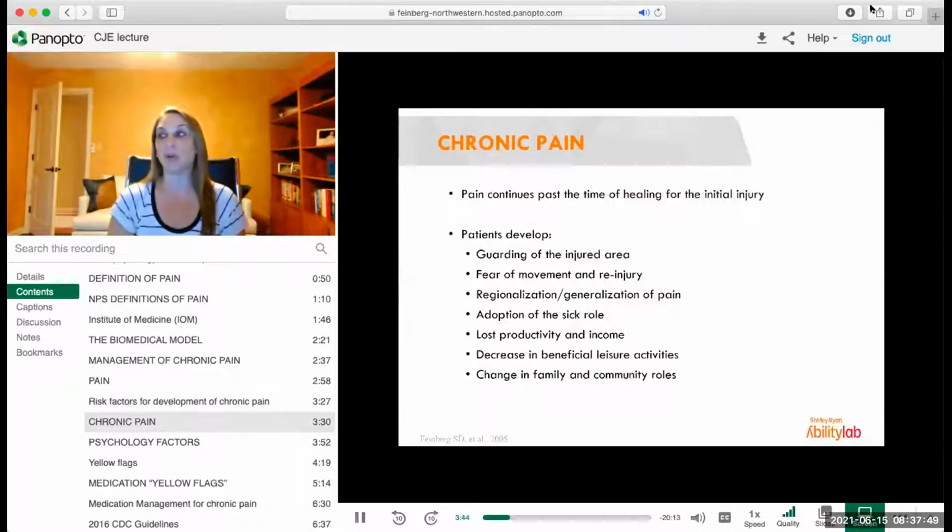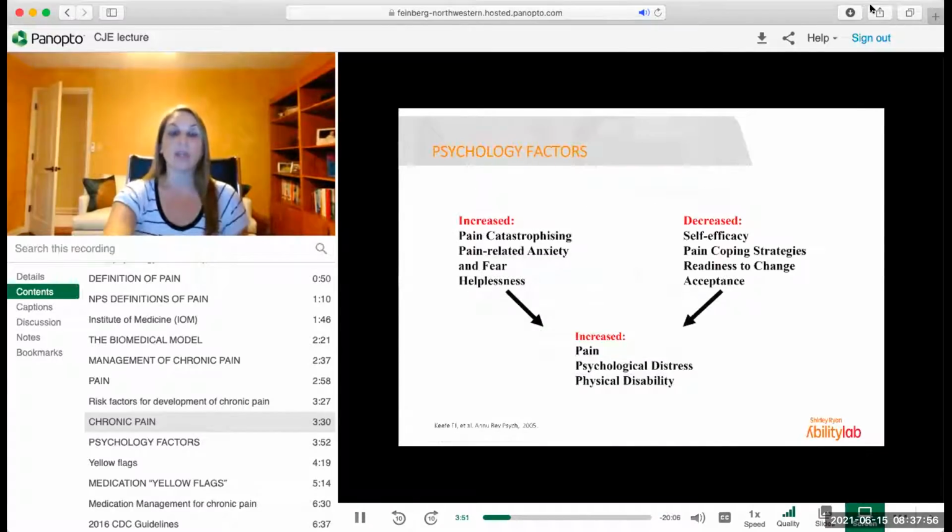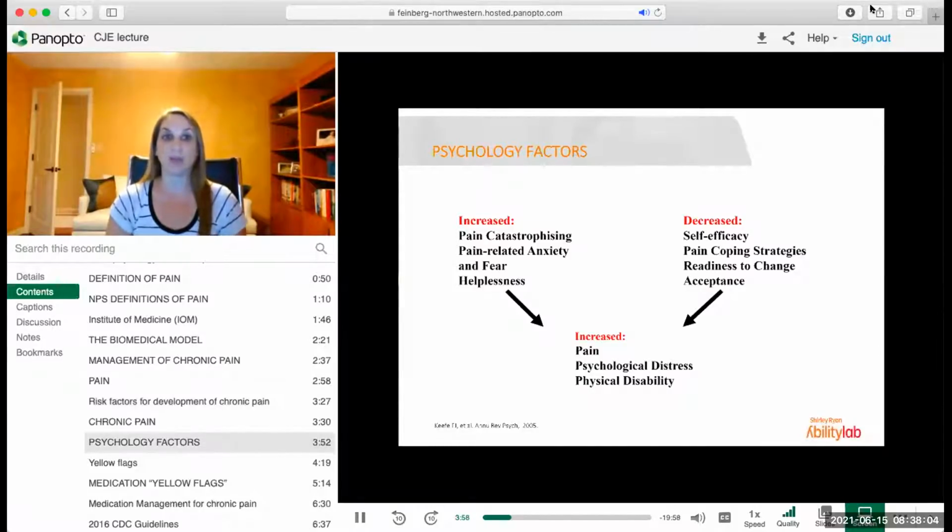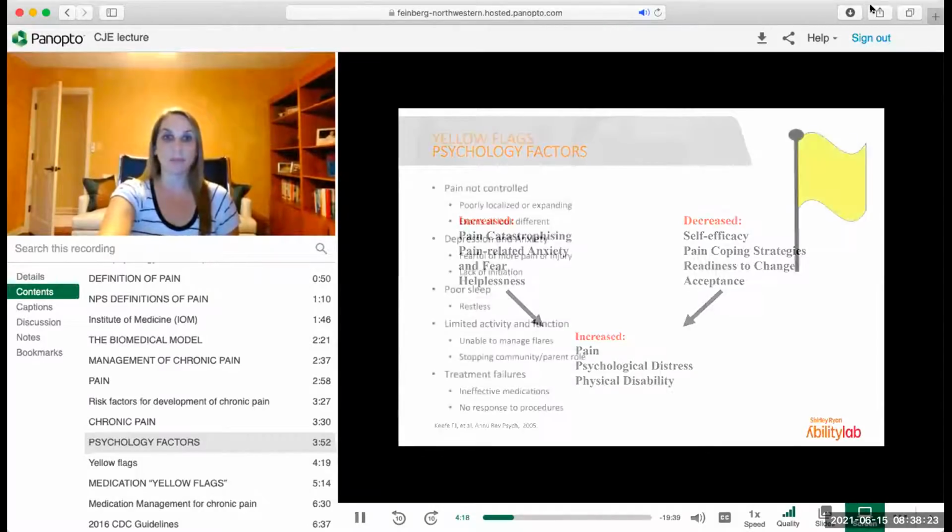They can adopt a sick role, lose productivity and income. They can decrease beneficial leisure activities, and change their family or community roles. And again, if you look at the biopsychosocial model, as they have pain, they might have increased pain catastrophizing, pain-related anxiety and fear. They might have helplessness, and fear avoidance of activities. And then they might have decreased ability to cope with the pain and not be ready to change or accept their pain. All of that together can lead to increased pain, psychological distress, as well as further physical disability.